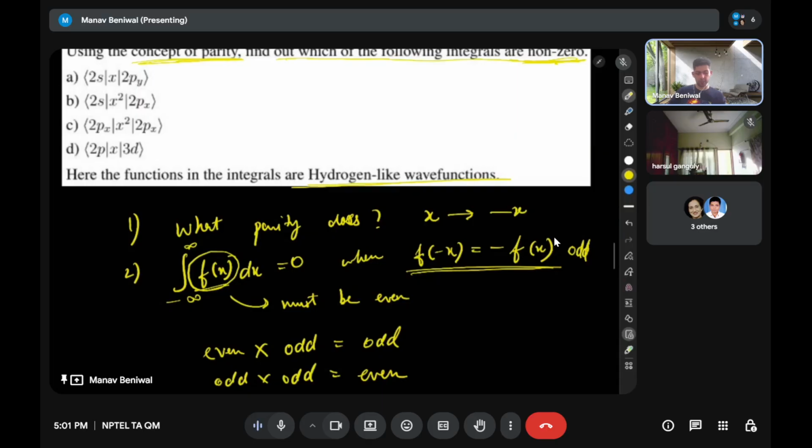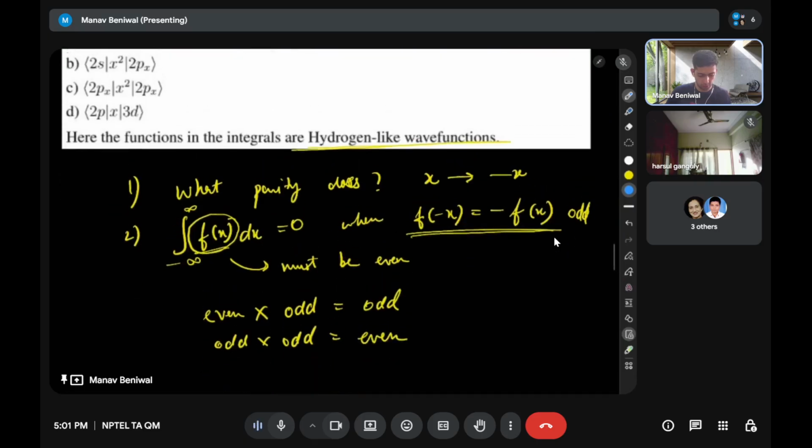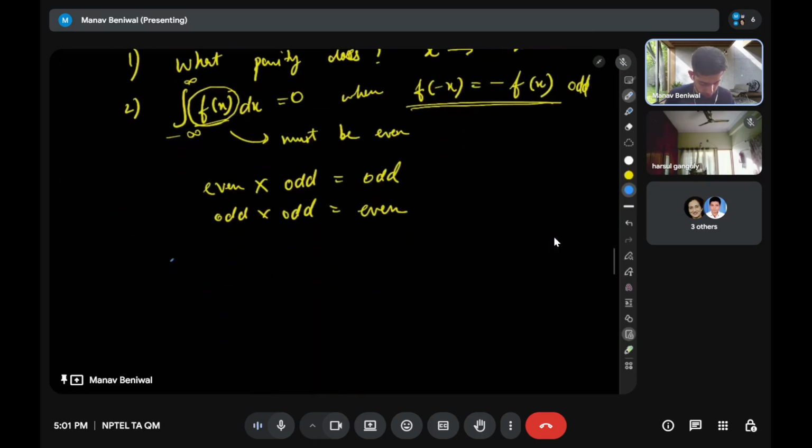Now I think we are fully prepared. So for the first one, if we apply the concept of parity, under parity, is S even or odd? As to say, will S go to minus S or will S remain the same? If it goes to minus S, then we say that it has an odd parity, or if it remains the same, then it has an even parity. So it is 2s x 2 pi. So we have this thing. What is the parity of the first term? Even or odd?